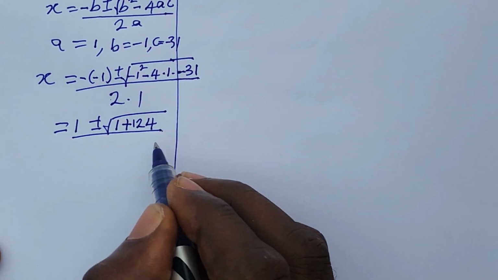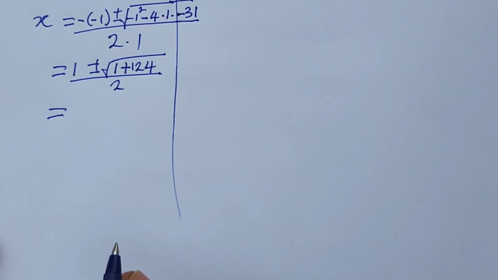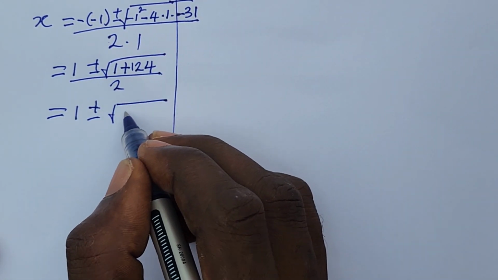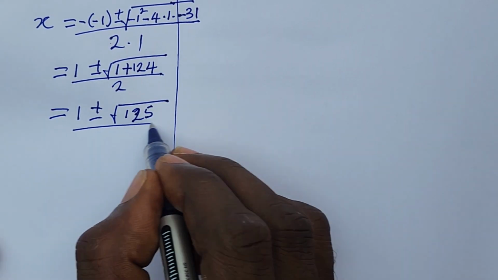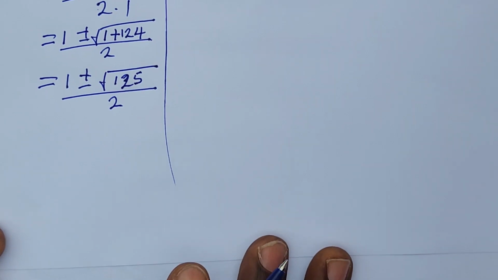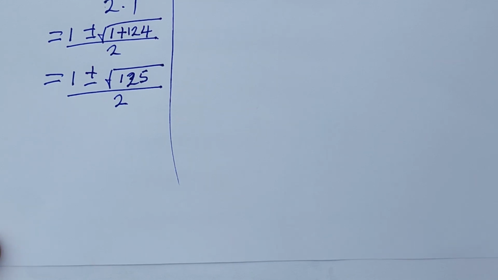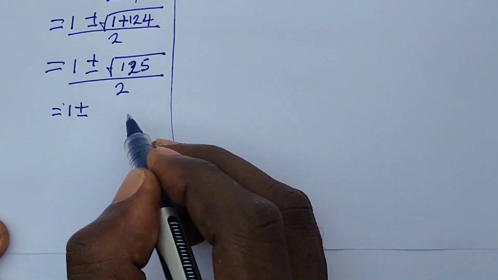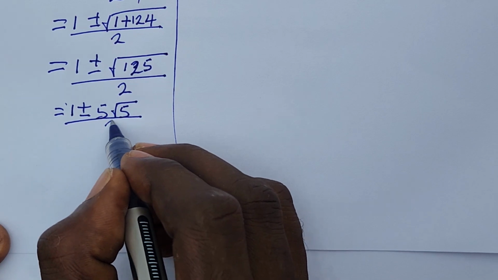So 1 plus 124 is 125. So this is equal to 1 plus or minus the square root of 125, all over 2. So 125 can be split into 25 times 5, and the square root of 25 is 5. So we thus have this to be 1 plus or minus 5 square root of 5, all over 2.